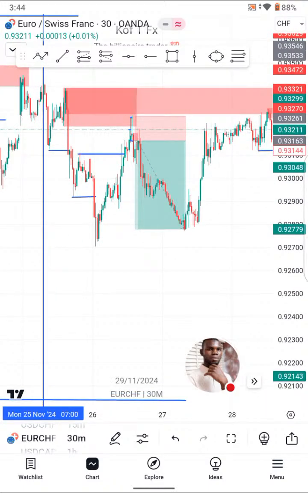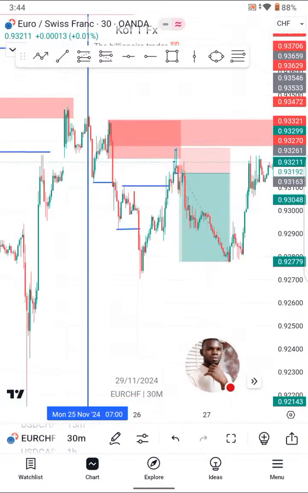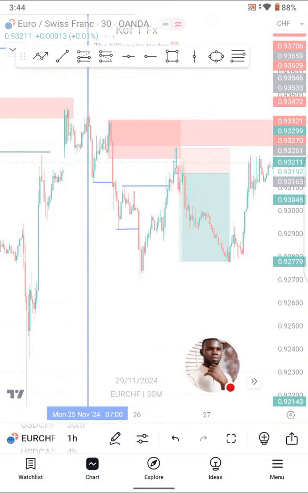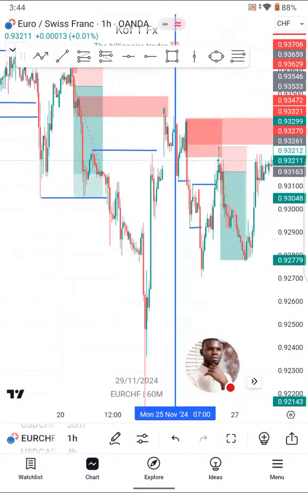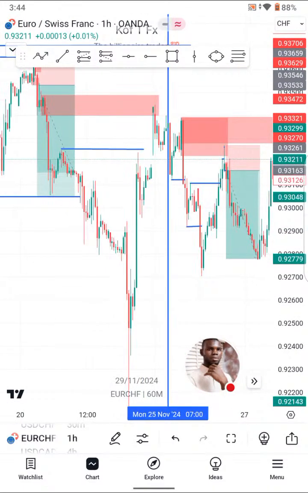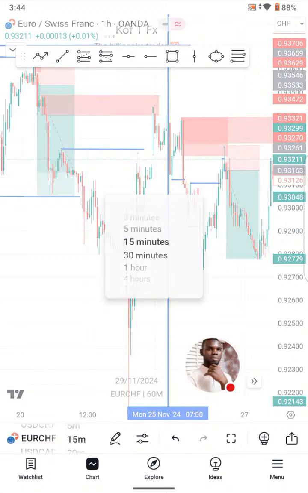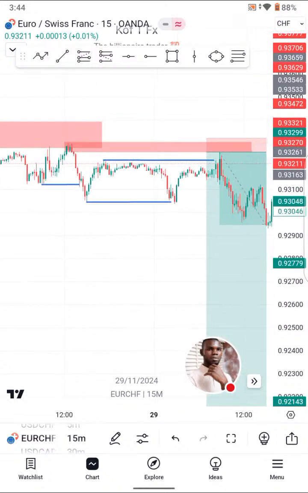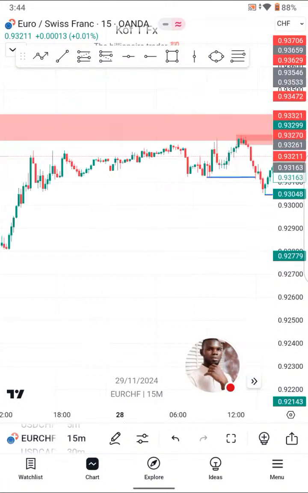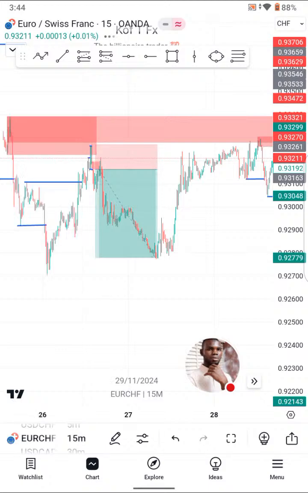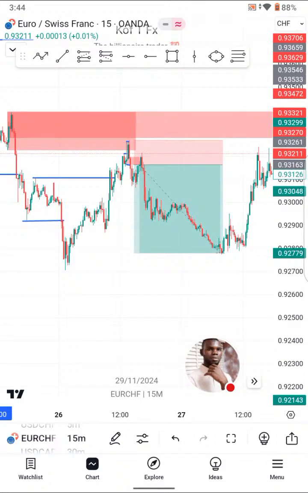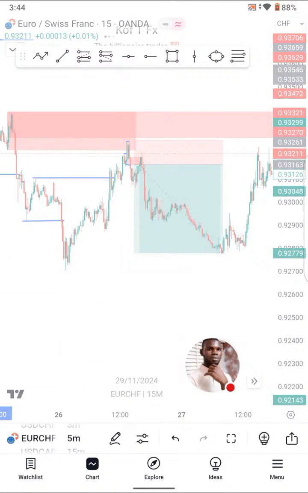So for this area after the mitigation, I actually used the 1 hour time frame POI for the mitigation, and I used the 5 minute time frame for the confirmation entry. 5 minute time frame for the confirmation entry, and this is the confirmation.